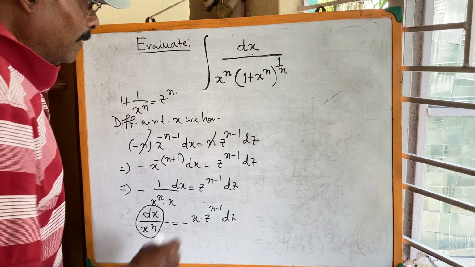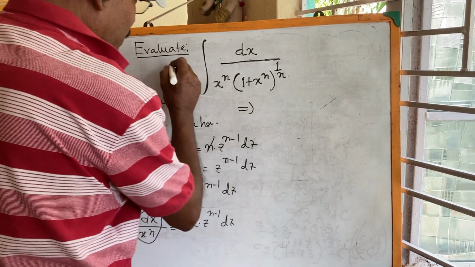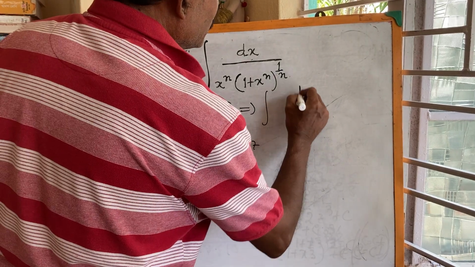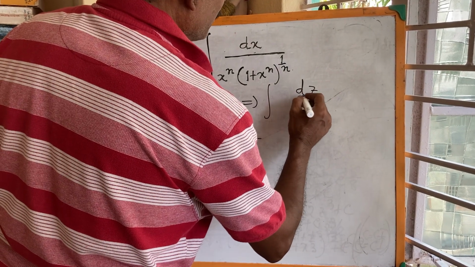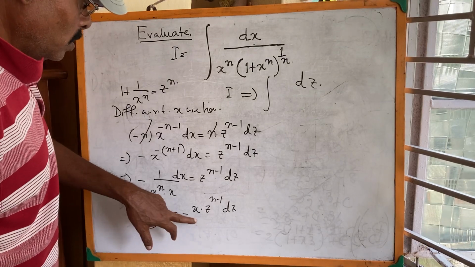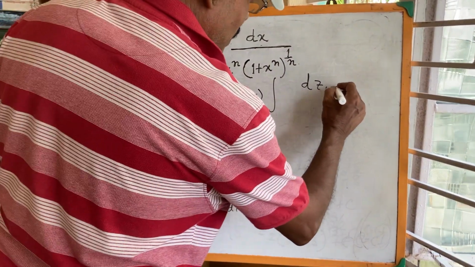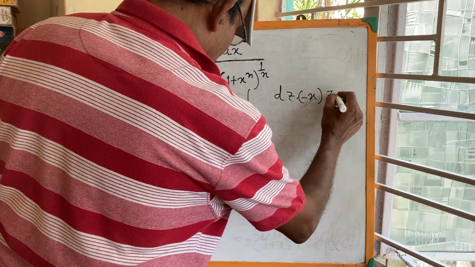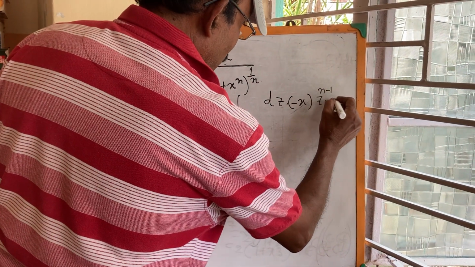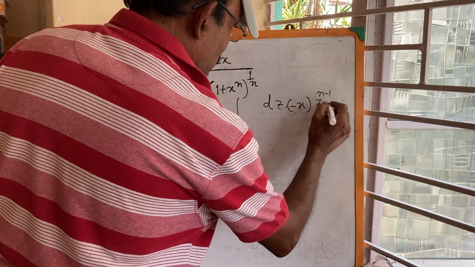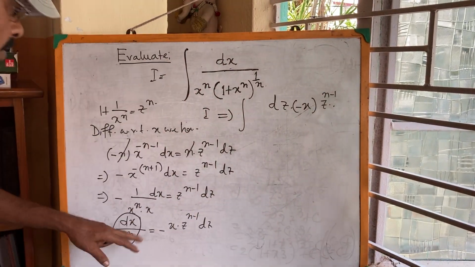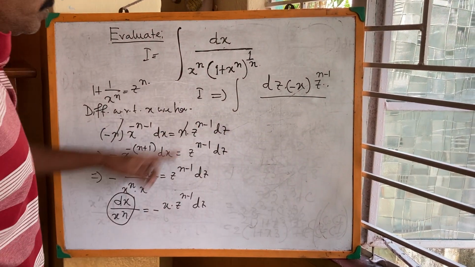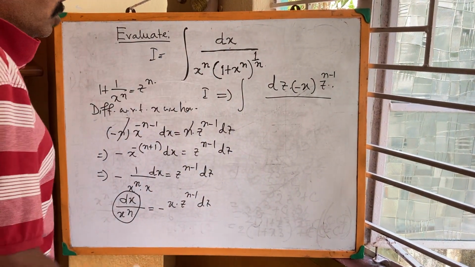dx by x to the power n from here. So I will be dz into minus x into z to the power n minus 1 divided by 1 plus x to the power n whole to the power 1 by n.